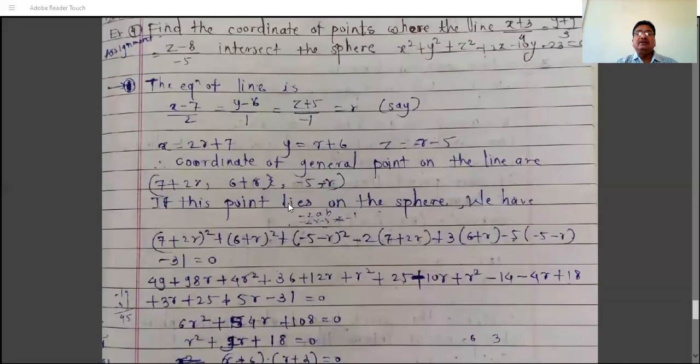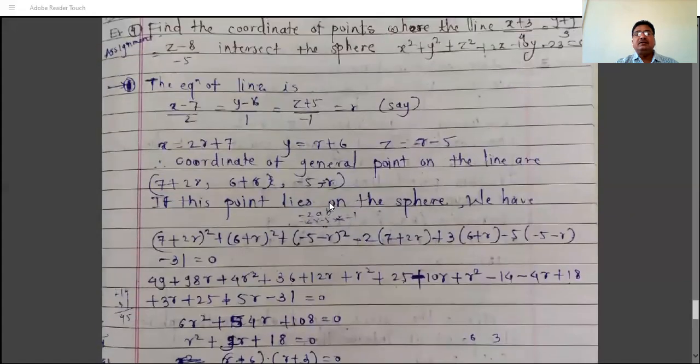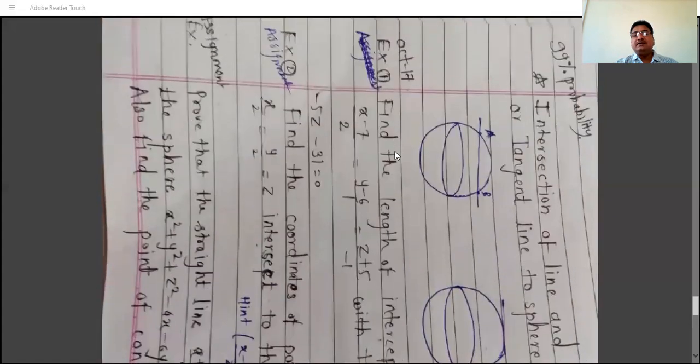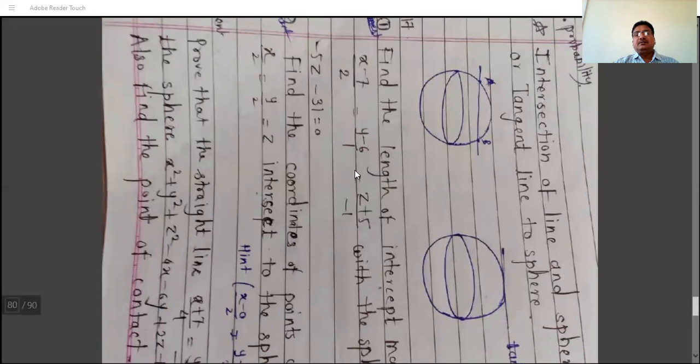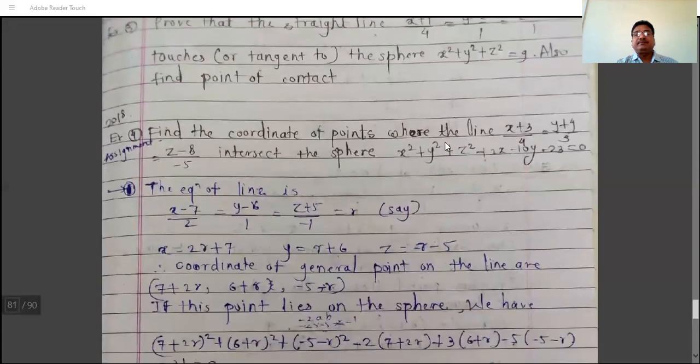That is the length of the intercept made by the line with the sphere. Find the length of the intercept made by the line with the sphere, this sphere. Okay, so this is the answer of this question.